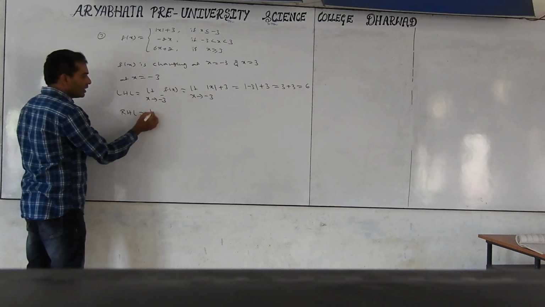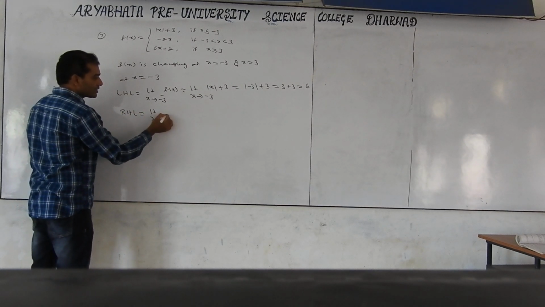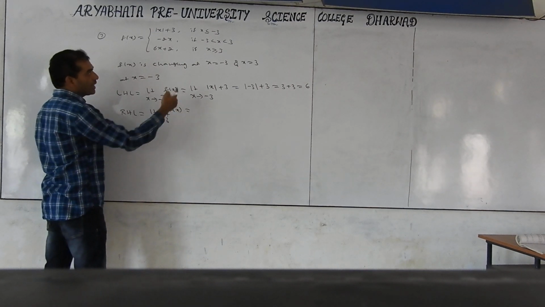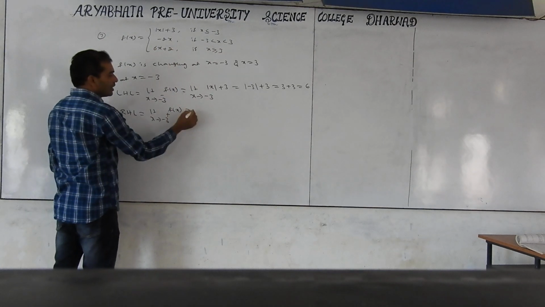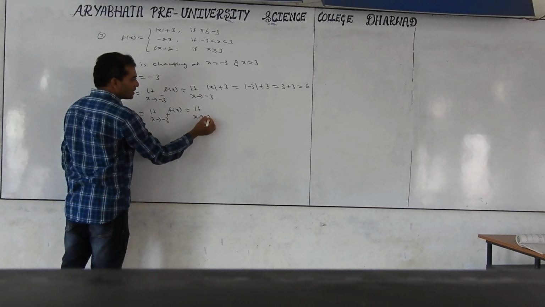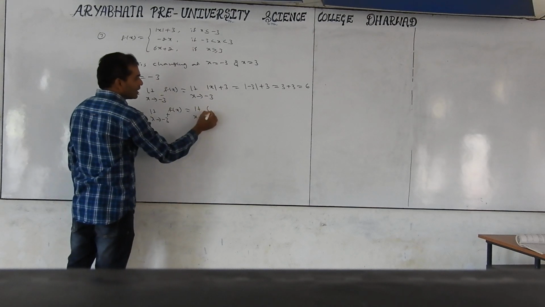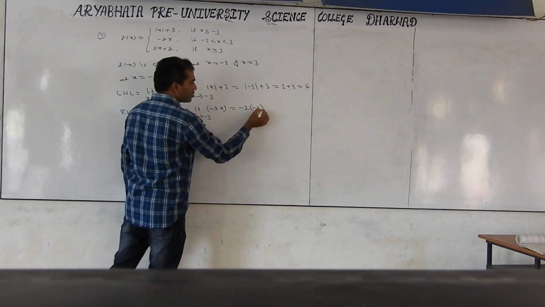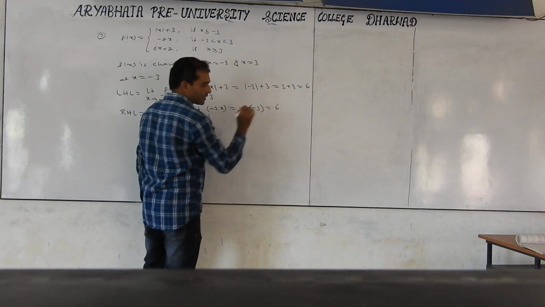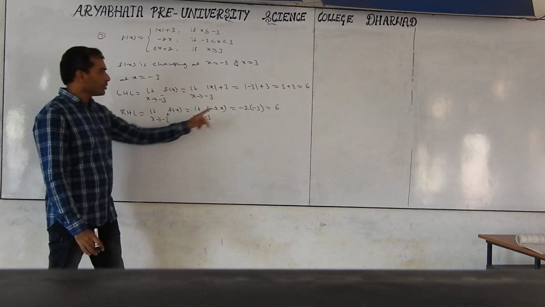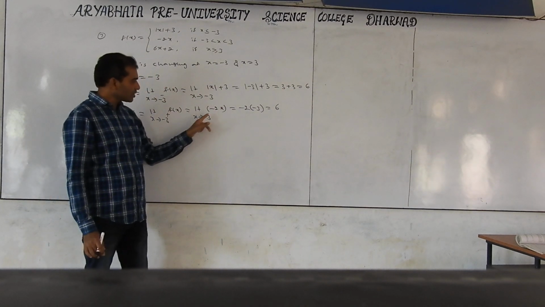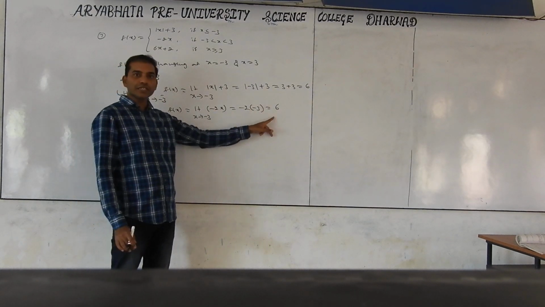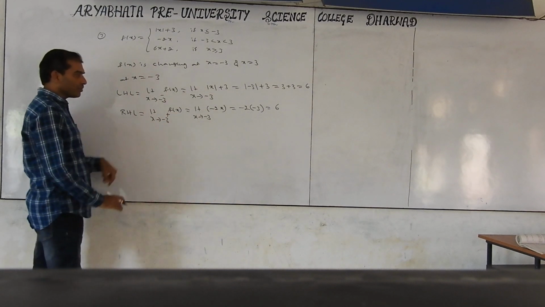RHL, limit of x tends to minus 3 plus f of x. Minus 3 plus means above minus 3. Limit of x tends to minus 3 from above, minus 2x. Put x equal to minus 3: minus 2 into minus 3 is 6. So the left limit is equal to the right limit, both equal to 6 at x equal to minus 3.